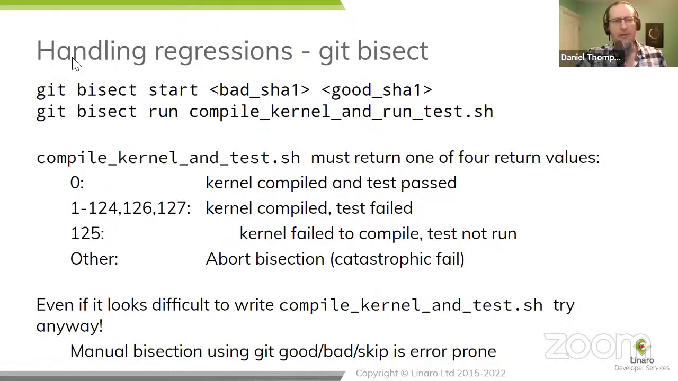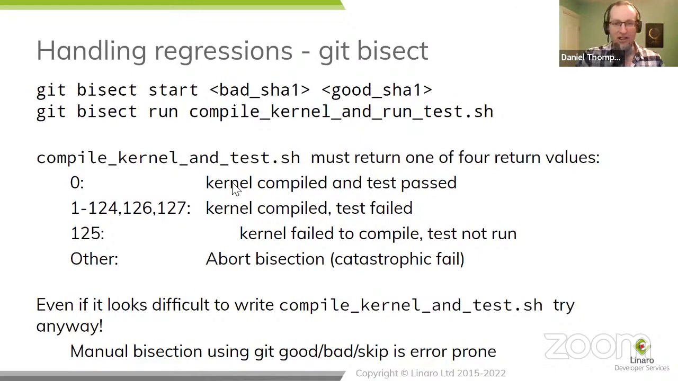So git bisect is actually quite simple to run. You can say git bisect start and give it the broken kernel and the working kernel. And then there are ways to run it manually. I don't think you should ever run a git bisect manually. I recommend having a shell script that can compile the kernel and run the test. And it uses the return value to communicate with bisect to tell it what's going on.